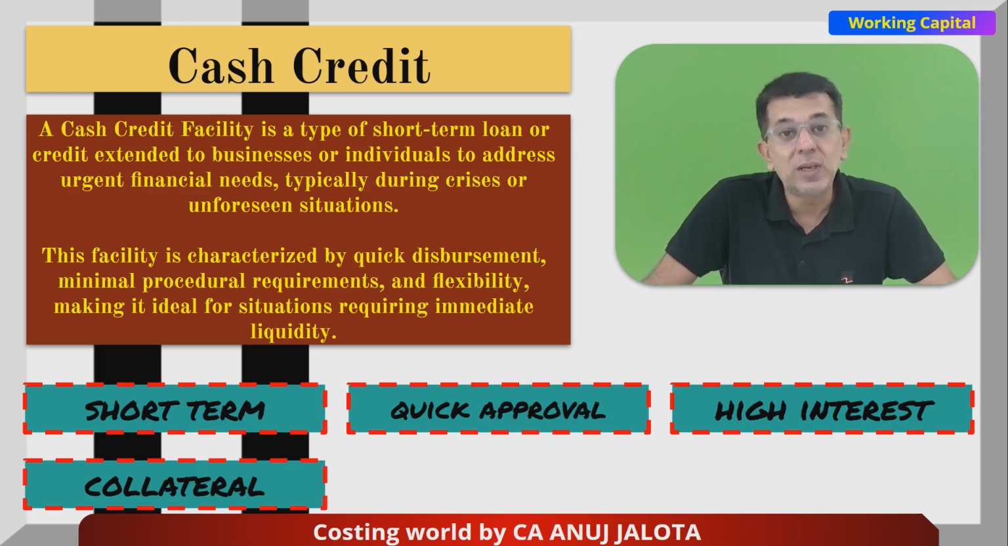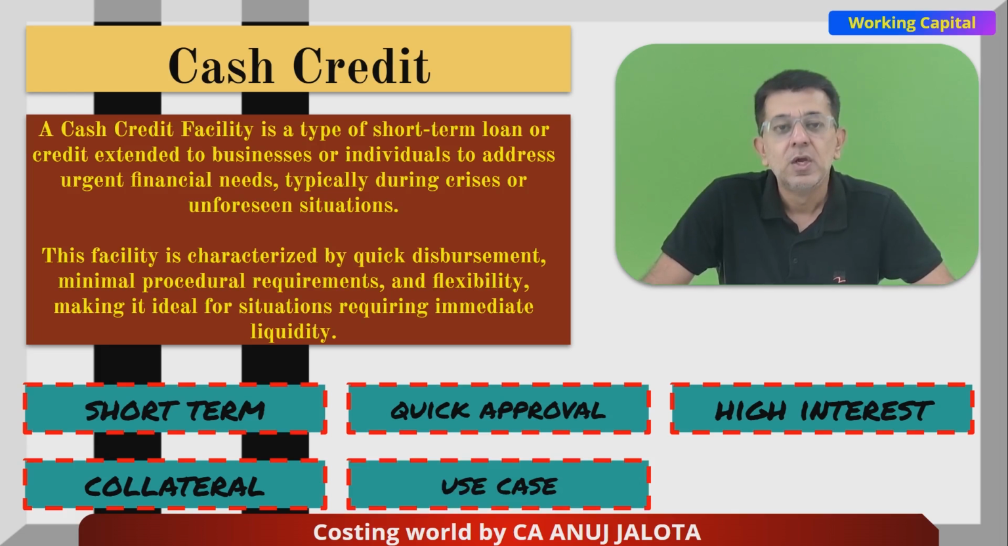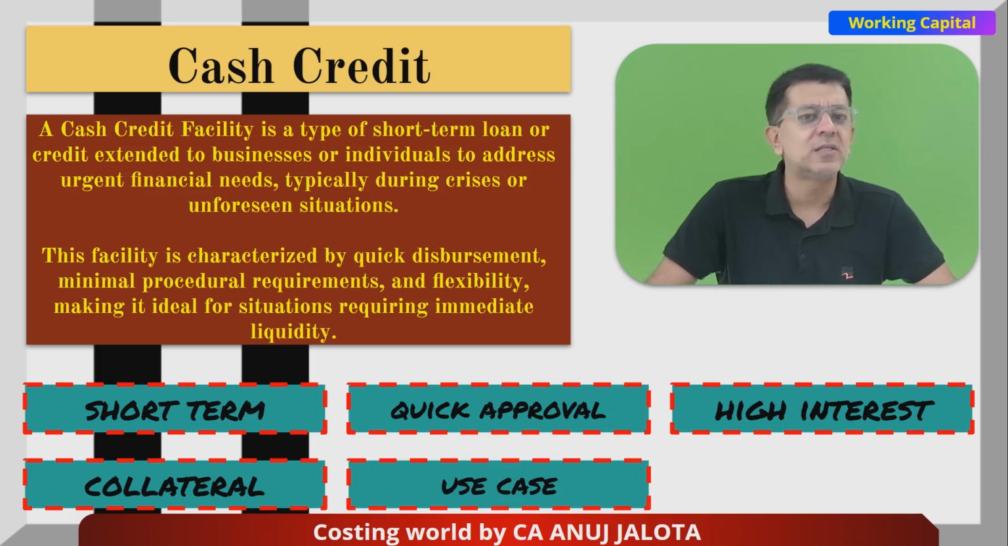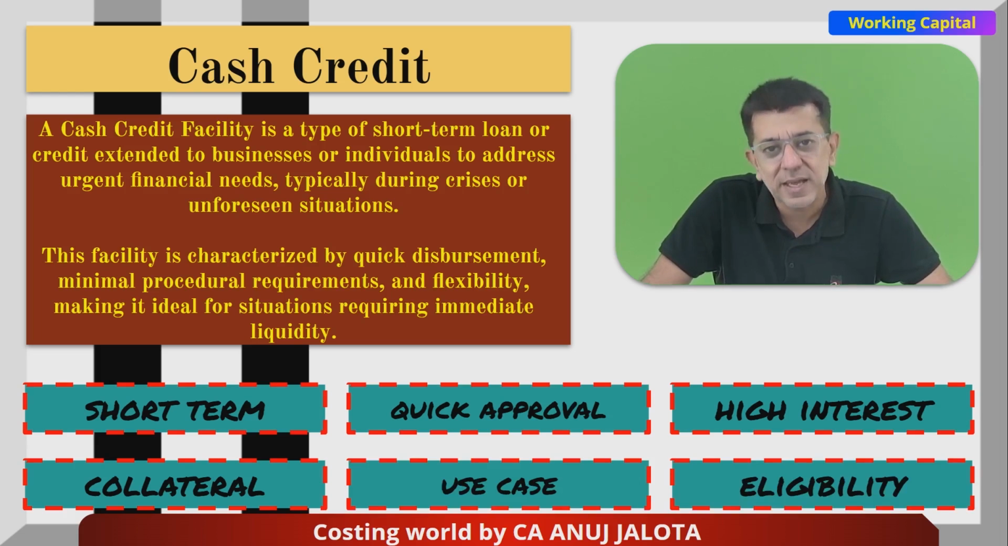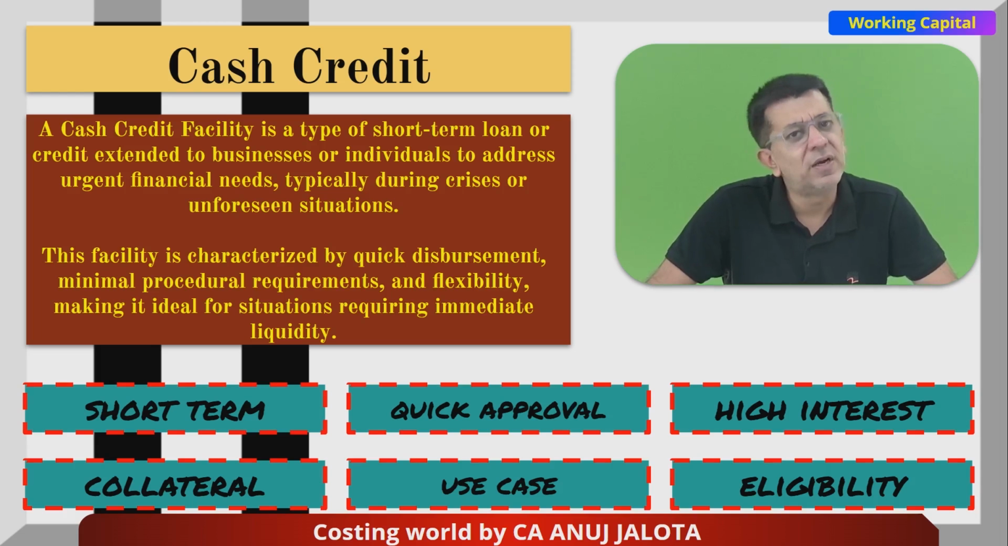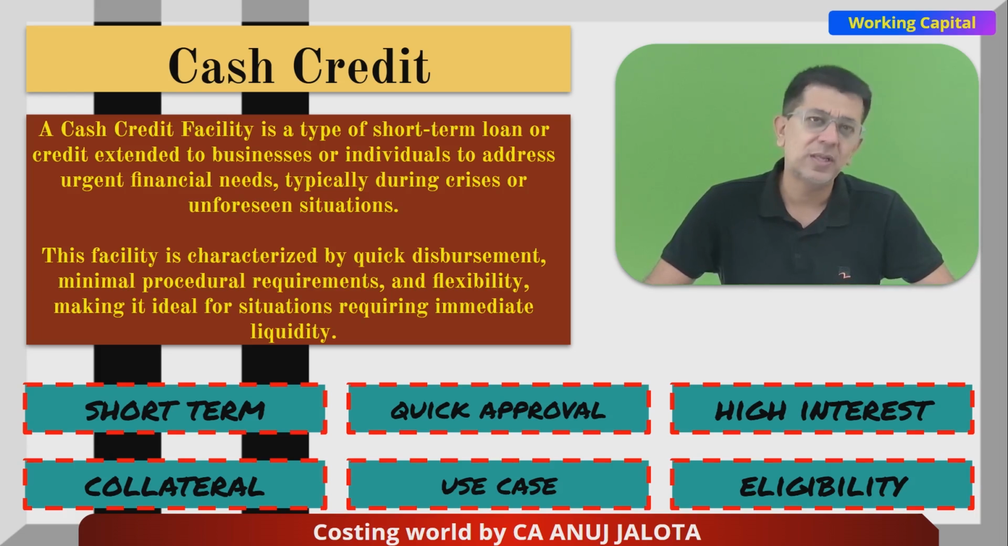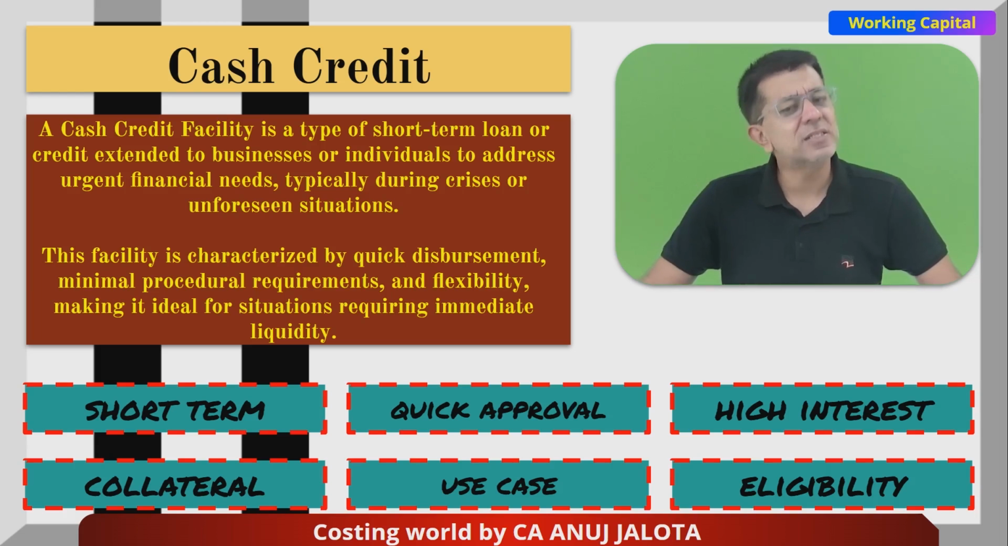Apart from that, collateral might be needed in most cases. You have to keep something as security. It could be your shares, some property, some jewelry, etc. Use case means where cash credit is usually needed. It is usually needed where some urgent requirement of funds is there. And eligibility will depend upon your credit score, your relationship with the bank, and all those things. Okay, this is the first thing: cash credit is a form of short-term loan.